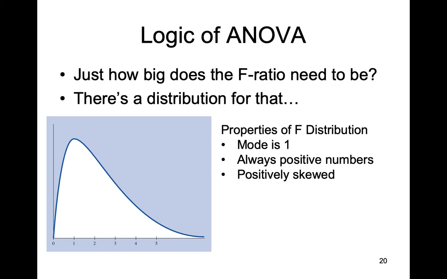Why? Because a variance is a squared statistic. And with a squared statistic, it is impossible to get a negative number. So we're always going to be looking at a ratio of a positive number over a positive number. So any F that you should ever calculate should always be positive. And it will always be positively skewed with the mode around 1 and then becoming progressively less probable to have very high Fs.